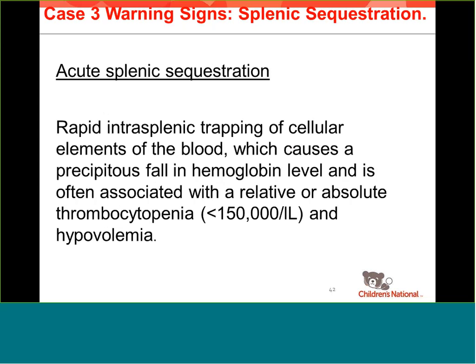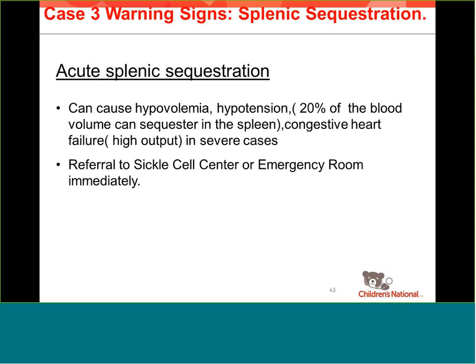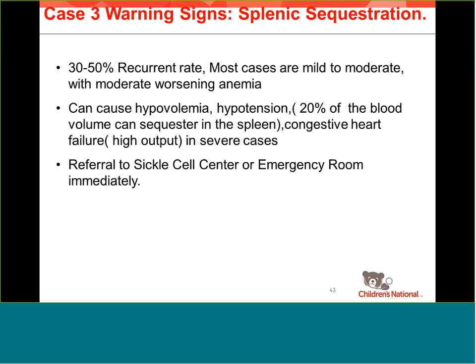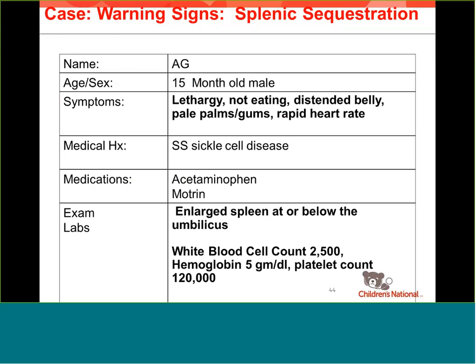Also, to mention splenic sequestration, rapid splenic trapping of cellular elements which causes a precipitous fall in hemoglobin. It's usually associated with low platelets and a low volume state. 30 to 50% recurrence rate. Most cases are mild to moderate with moderate worsening of anemia. It can cause hypovolemia, which results in hypotension. 20% of their blood volume can be sequestered in the spleen, causing congestive heart failure in severe cases. Refer to sickle cell center or emergency room immediately.